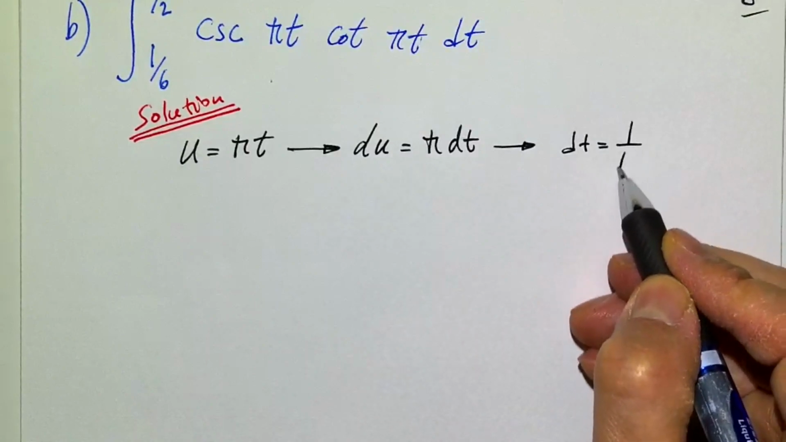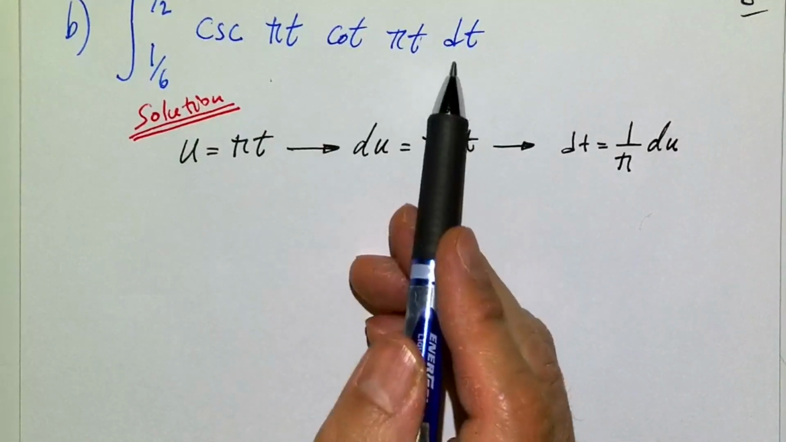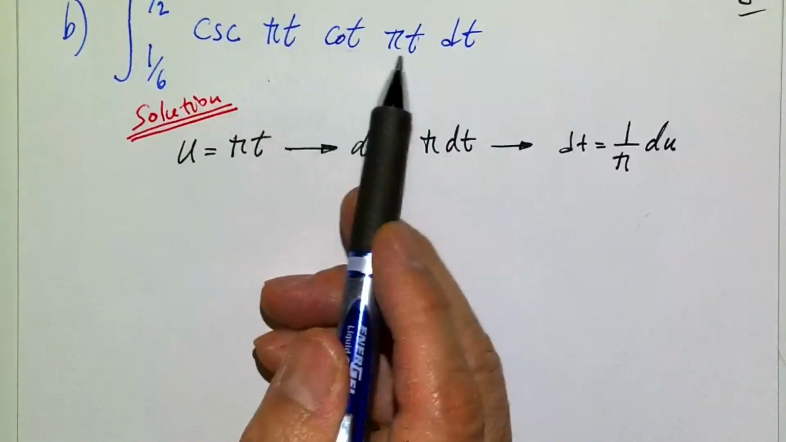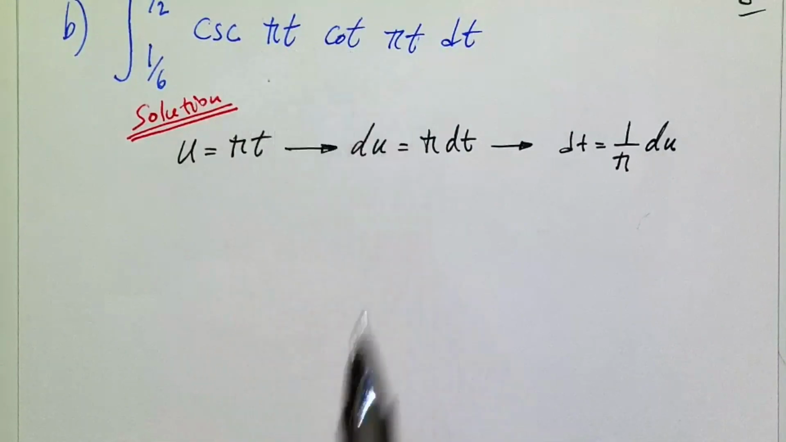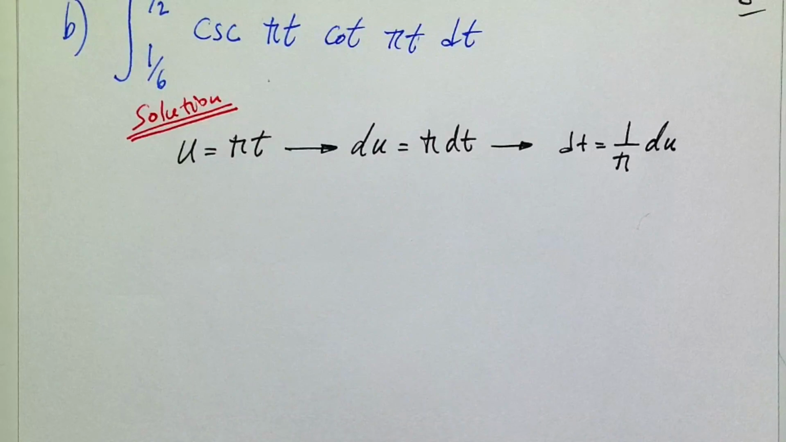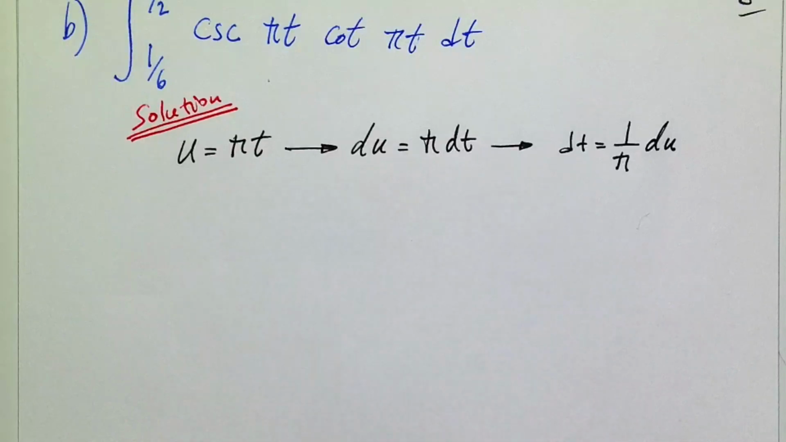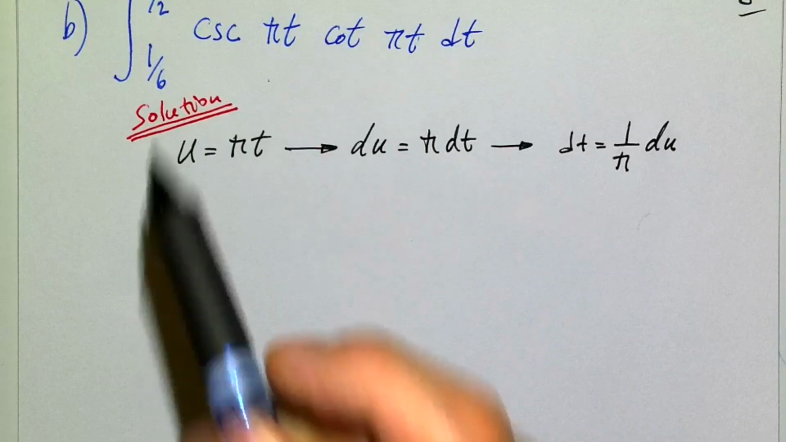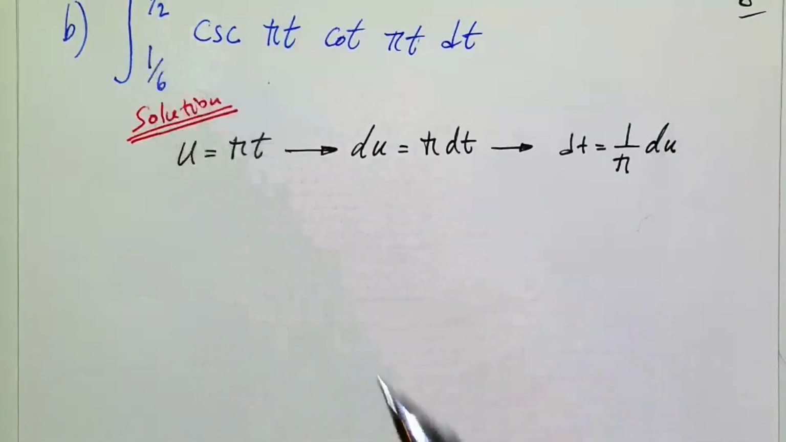Okay, so 1 over pi du. So now we can replace that, and we can replace pi t in both cosecant and cotangent functions with u. So let's do that. But what do we need to do next? Before we rewrite this integral and use the substitution, what do we need to do? You remember? We have to adjust these lower and upper limits of the integration, right?